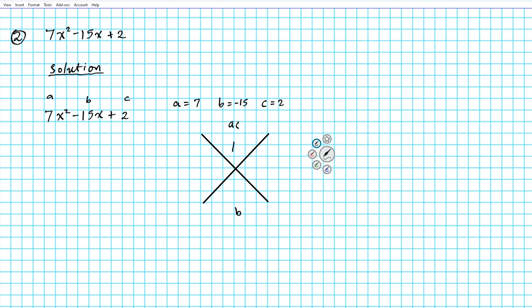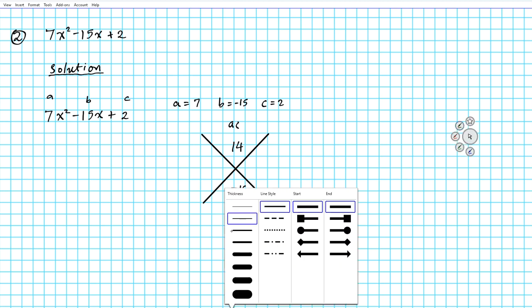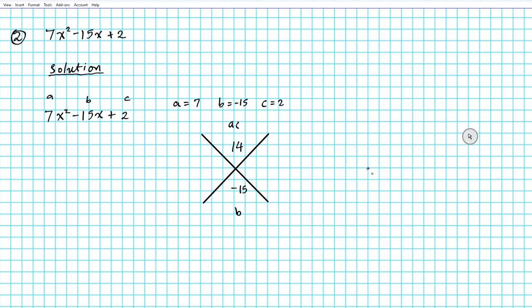All right, AC is 14 and B is negative 15. So we now need to think of two numbers that multiply to give us 14 and add or subtract to yield 15, negative 15 to be specific. All right, so what times what gives us 14? 1 times 14 gives us 14. Does 2 go into 14? Yes, 7 times, and that's basically it. All right, so which of these pairs combine to give you 15 either by addition or subtraction? Is it the first pair, right?